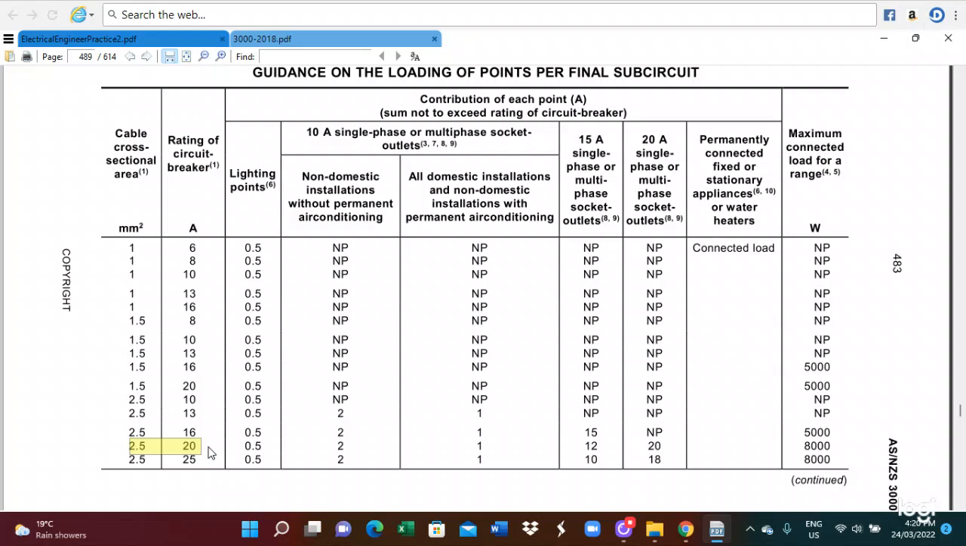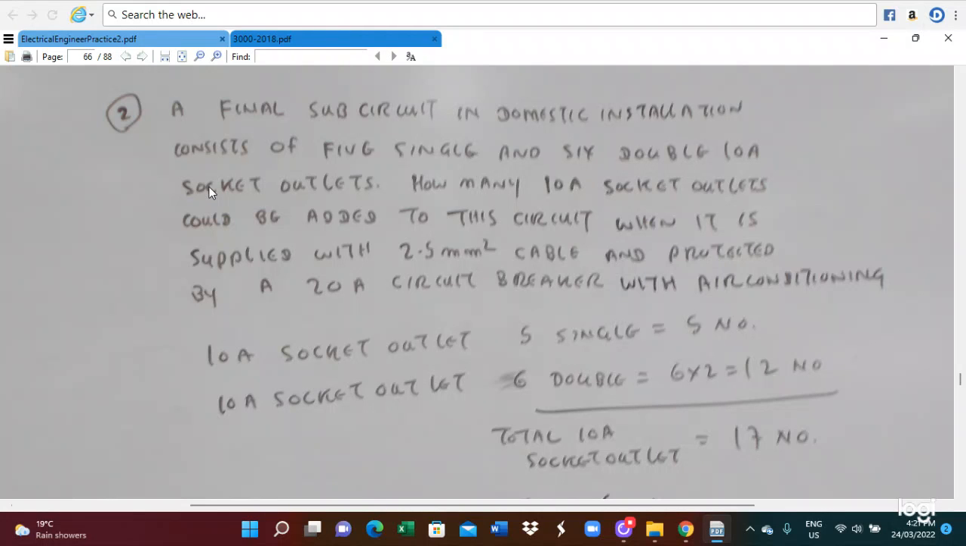In this case, if you install a lighting point, each light point will draw 0.5 ampere per point. If you install a non-domestic installation without permanent air conditioning, each point takes 2 ampere, and with permanent air conditioning, it will draw 1 ampere. So this is given here. In this case, you can see the 10 ampere single socket outlet, so that is how many socket outlets you can install.